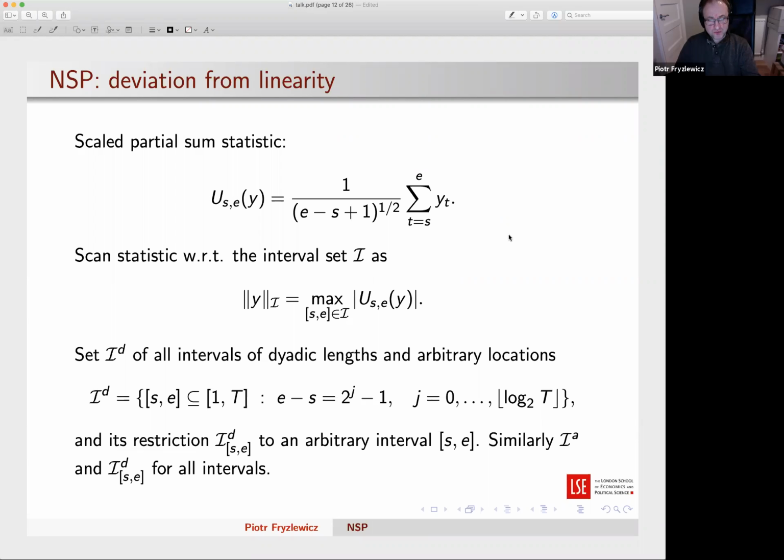Now, I have this very well-known construct, which is the scan statistic, which is the maximum of the absolute value of this statistic over all intervals SE which are in a certain set of intervals. What sets of intervals will be of interest to me? Either the set of all intervals, that's IA here, or the set of all dyadic intervals. So the set of all intervals which have dyadic length, so length 2, 4, 8, etc.